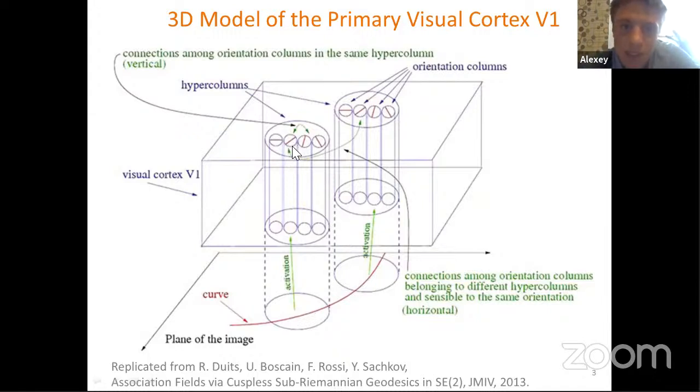But there is a connectivity between the similar orientations. This is called long-range orientation connectivity. And this leads to the Sub-Riemannian model. Namely, this horizontal connectivity is modeled by Sub-Riemannian geodesics, which connect similar orientations that are located far away from each other.